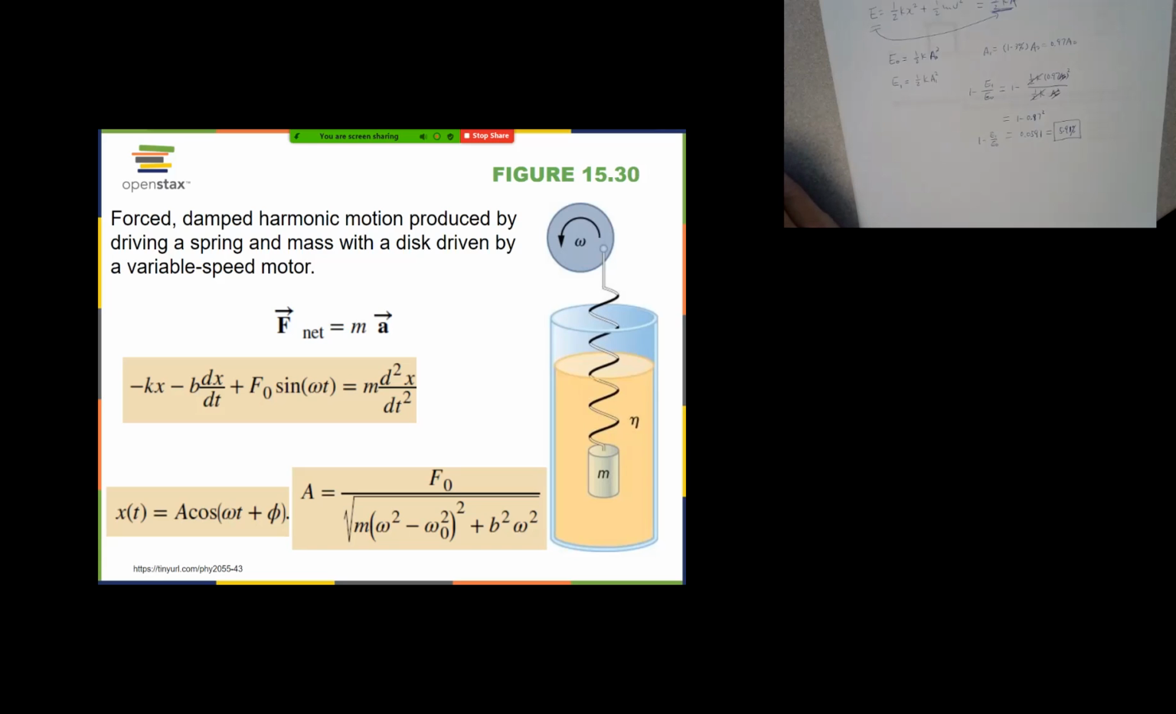So again, the solution to this will be a cosine function, with A, the amplitude, equal to F0 divided by the square root of m squared times (omega squared minus omega 0 squared) squared plus (b omega) squared. You can see from this expression that if omega matches omega naught, the natural frequency, then the amplitude will be the maximum, because then this term goes to 0. Anything else, smaller omega or larger omega, will give you a non-zero term here, and then A will be smaller.